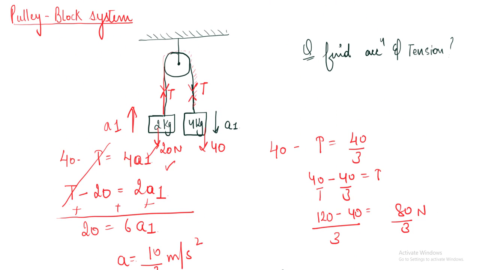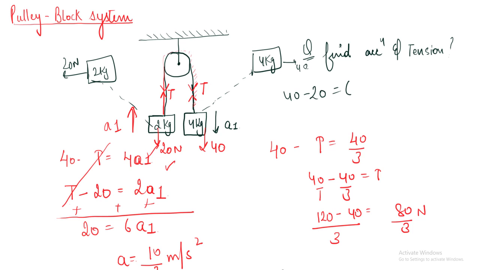This vertical system can be considered like this: you can consider that 40 is right here and 20 is like here. So 40 minus 20 is 6a, where 6 is the mass of the whole system. So acceleration will be 10 by 3.